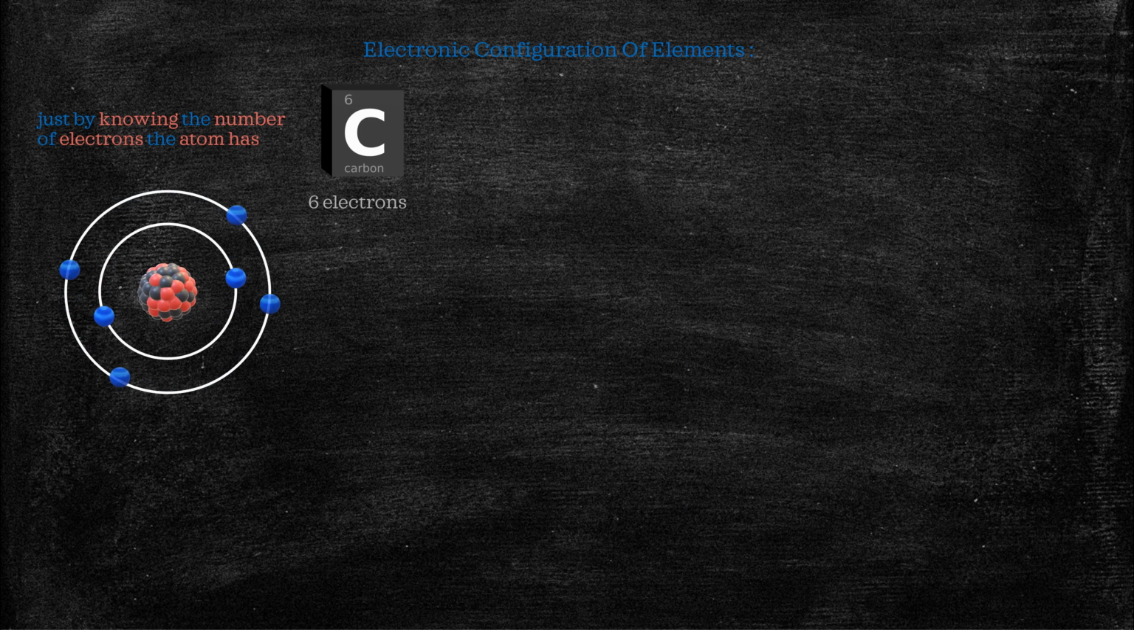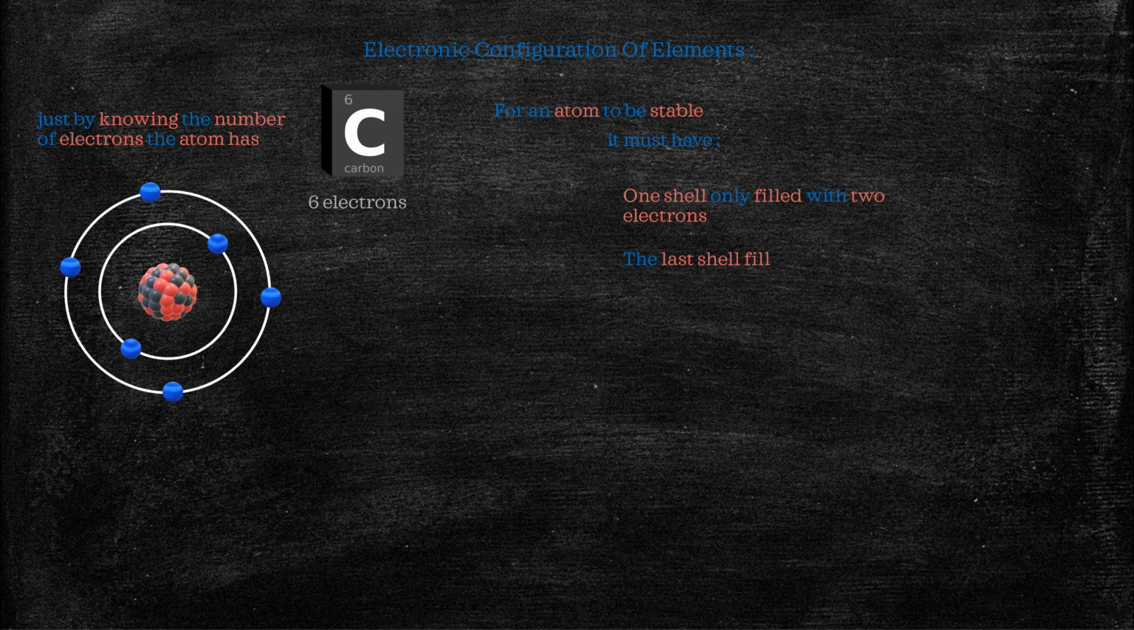Keep in mind that for an atom to be stable, it must have either one shell only filled with 2 electrons or to have the last shell filled with 8 electrons. So if we apply that to the carbon atom, we will see that the last shell is not filled with 8 electrons, so the carbon atom is not stable as a single atom.